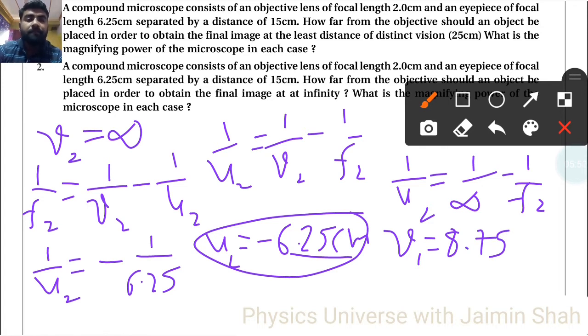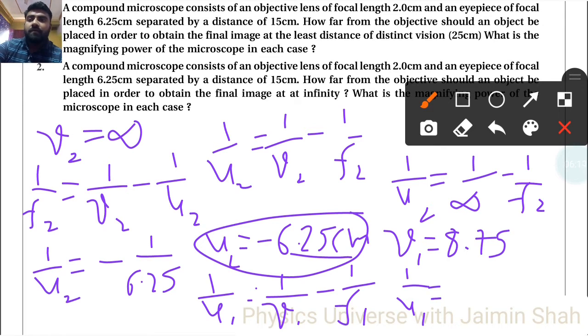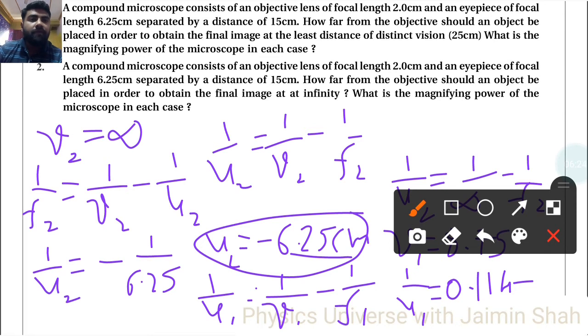Again we have to find u1. So 1 upon u1 is equal to 1 upon v1 minus 1 upon f1. So 1 upon u1 is equal to 1 upon that answer, 0.114, right, minus 1 upon f1. Now what is f1? f1 we have is 2. So 1 upon f1 is 0.5. So here 0.5 will be there. So the answer is minus 0.5. Now whatever that answer, we have to find the reciprocal of that. So 2.6. So u1 we get minus 2.6 centimeters. So this is our u1.